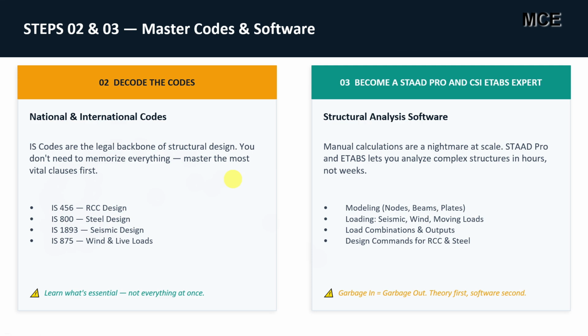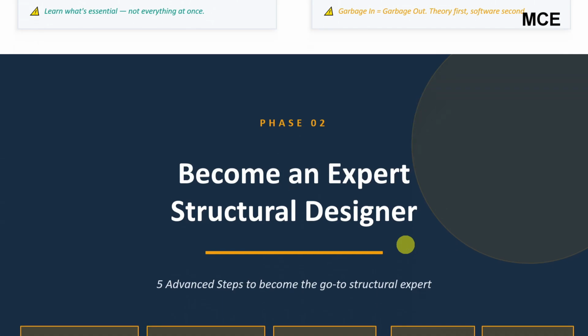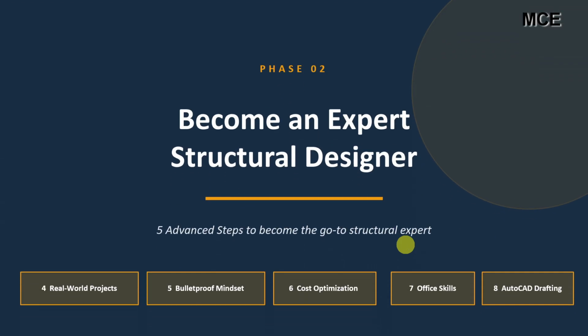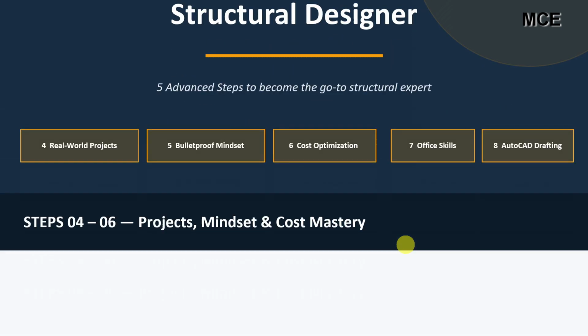I recommend you to learn STAAD.Pro and CSI ETABS, because they will help you to analyze complex structures in hours, not weeks. Manual calculations are always a nightmare. You have to learn modeling, how to apply loads and load combinations, and how to design RCC and steel structures. Phase 2 will involve 5 advanced steps that you have to follow to become an expert designer.